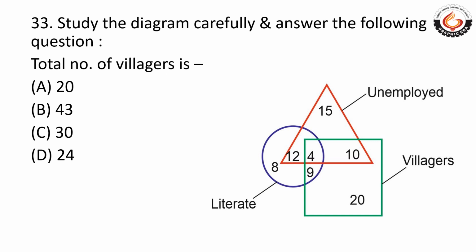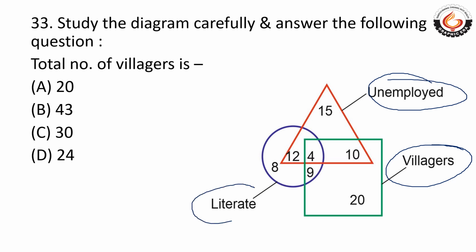In this one, there will always be a set of questions on the given data. At times they write the data in textual format as well, but here they have given the data in the form of shapes. This square box will always denote villagers. This triangle will denote unemployed people, and this circle will denote literate. Now, what are they asking?